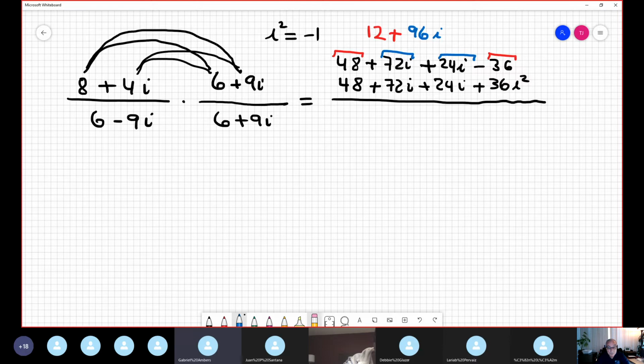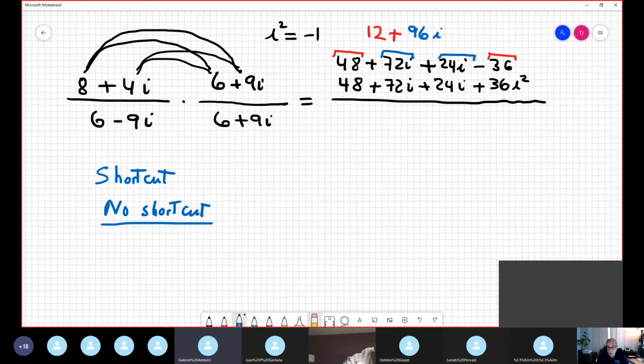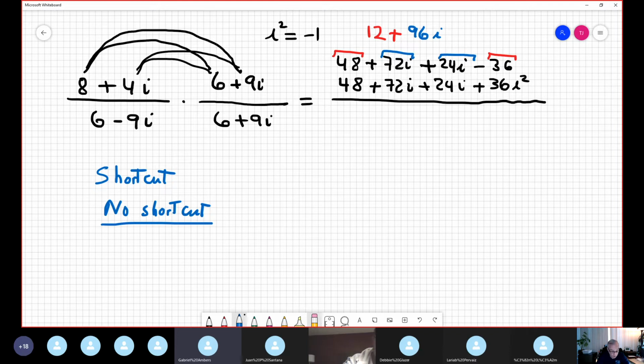The bottom part, I don't know if you want to apply the shortcut or not. Shortcut or no shortcut? What do you consider better? Opinion. Because no shortcut means no shortcut. Okay, I respect that. No shortcut. She prefers doing FOIL again.